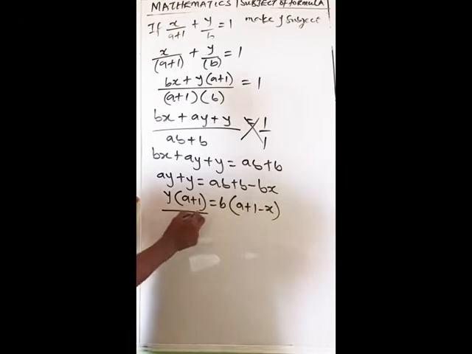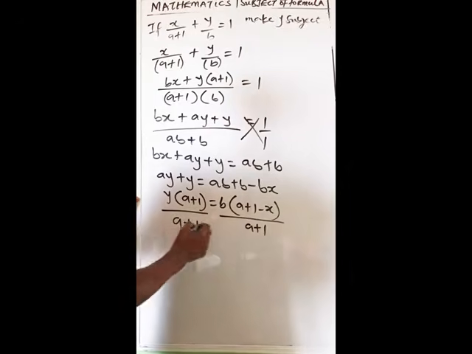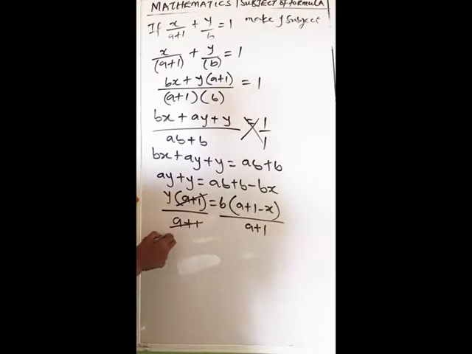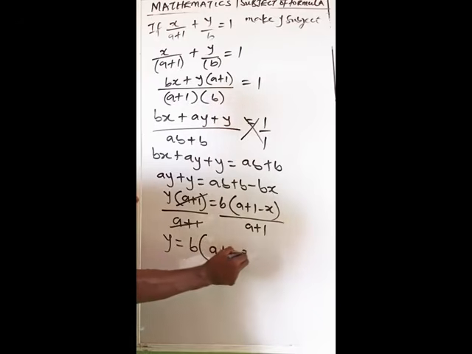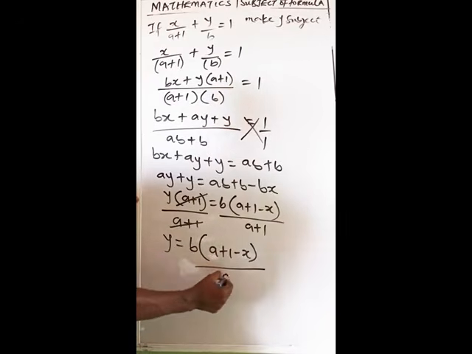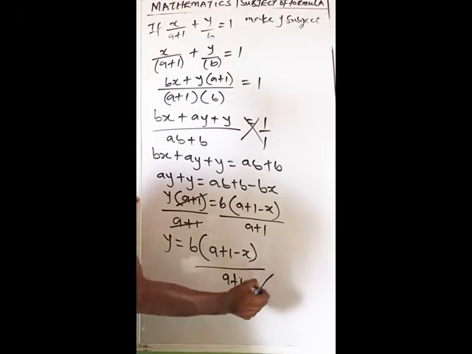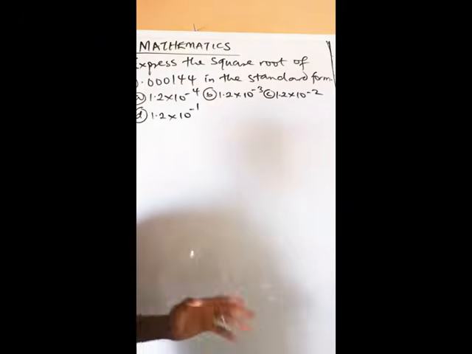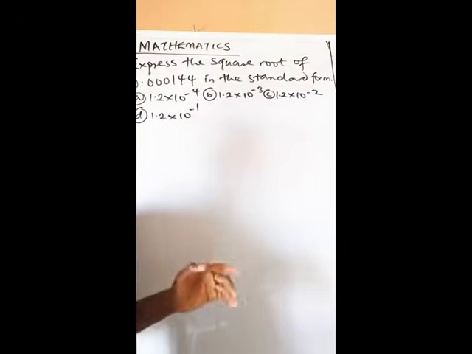Then we can divide both sides by the coefficient of y, a plus 1. So this cancels this. y is therefore going to be b into a plus 1 minus x all over a plus 1. That is the answer.